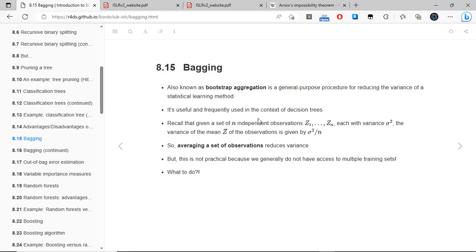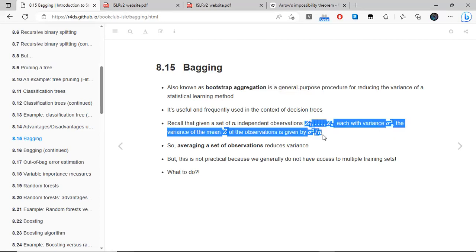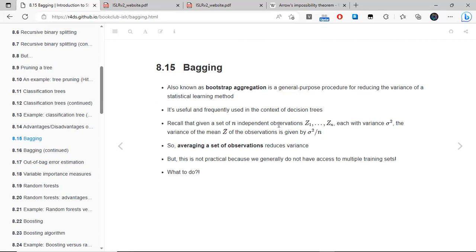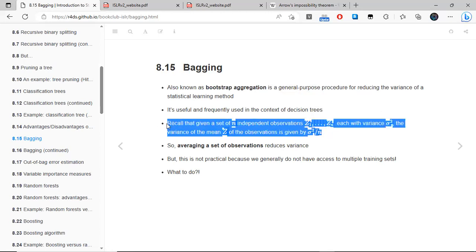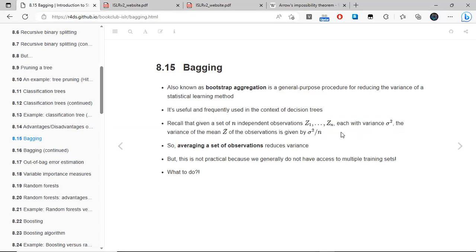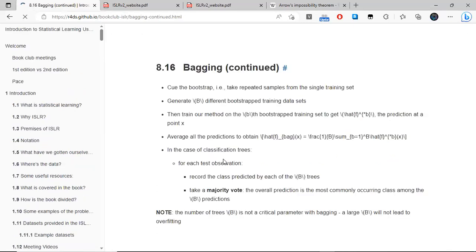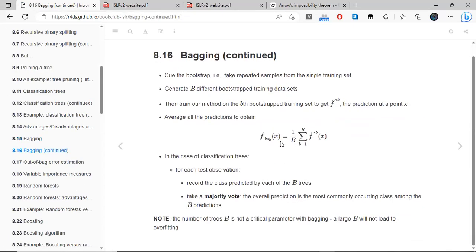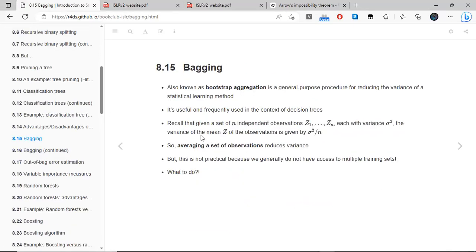So, well, this part over here, I didn't quite get, because I guess that they don't mean observations for these zeta 1 up to zeta n, but they mean random variables, because in that case, it's really just what we see when we're dealing with the central limit theorem. And the main idea is that averaging a set of observations reduces the variance. So how can we do that? Averaging a set of samples reduces the variance.